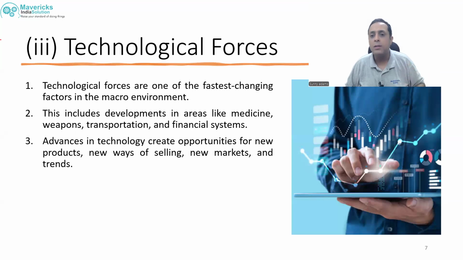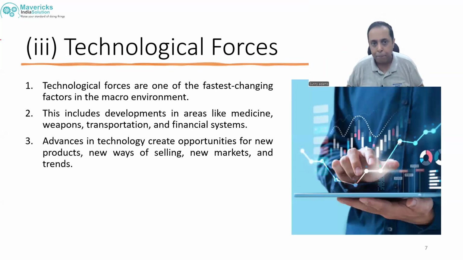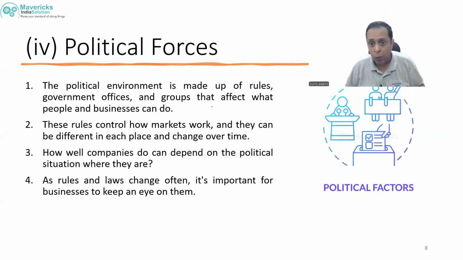So technological forces, it plays a very significant role how the businesses should operate within so that they can cope up with these forces outside. And they keep on changing. Political forces. The political environment is made up of rules, government, offices, and groups that affect the people and business they can do. These rules control how markets work.